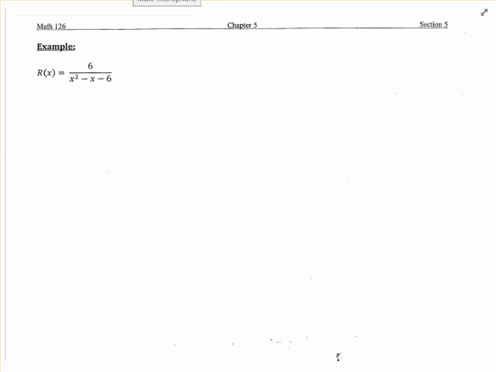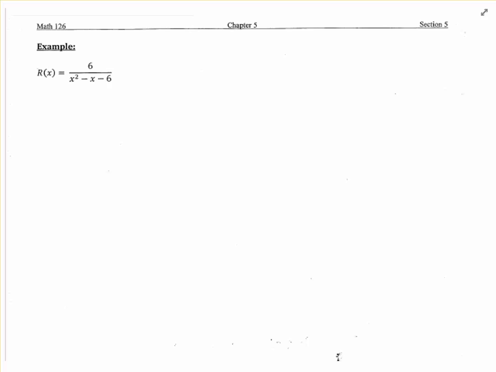Hey guys, it's Mr. C here, and in this video I'd like to show you how to graph the rational function r of x equals 6 over x squared minus x minus 6. We're going to do this in an analytical way, mixed in with some shortcuts.